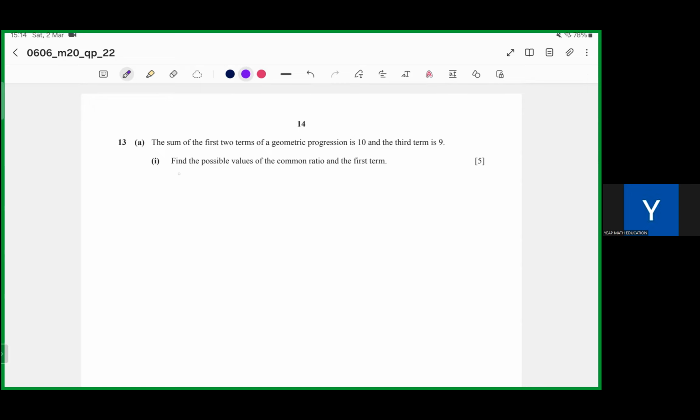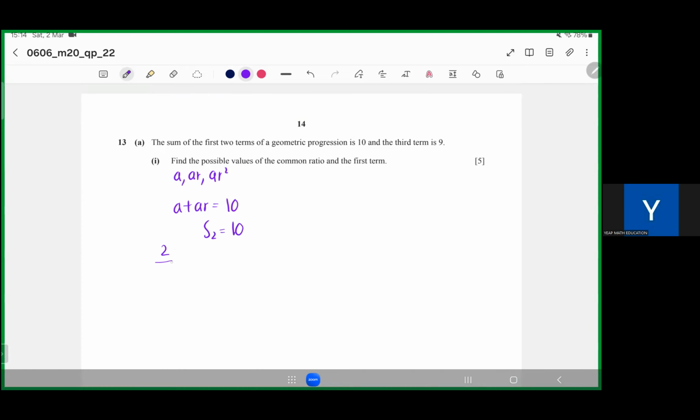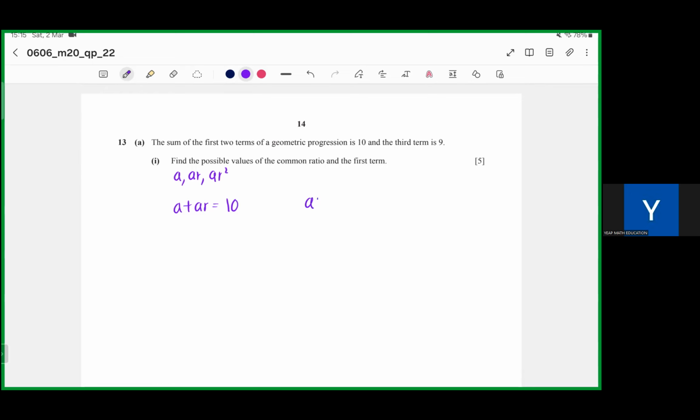Okay, now we can write this first. Now we need to make the equation. So A plus AR equals to 10, because the question already said. Sorry, actually this question is geometric, I already forgot. Okay, AR squared equals to 9.